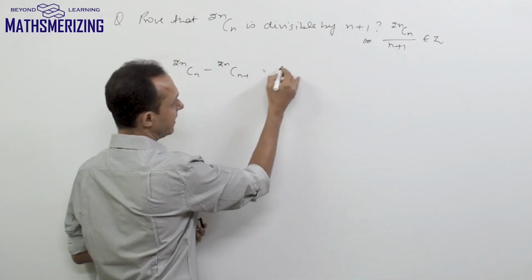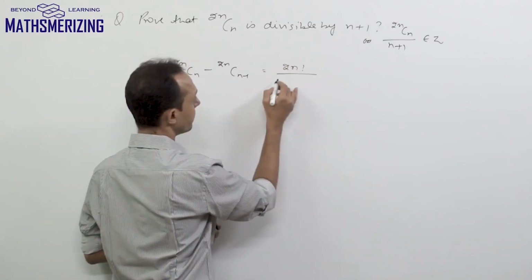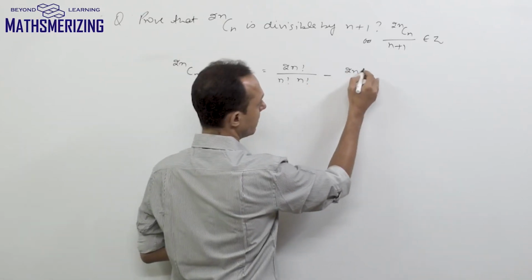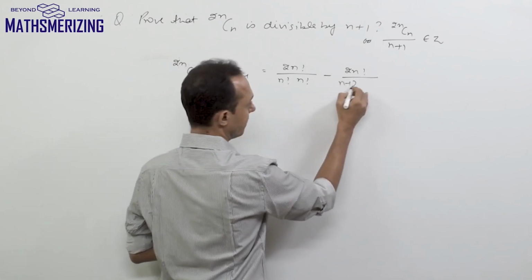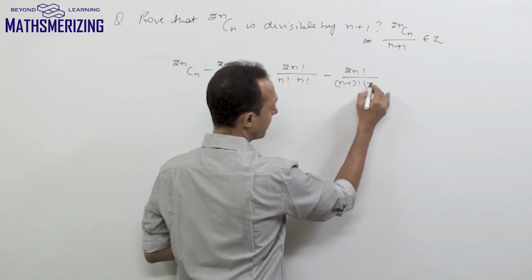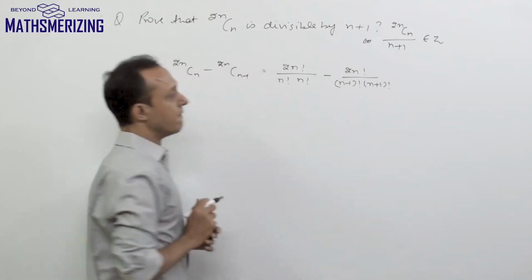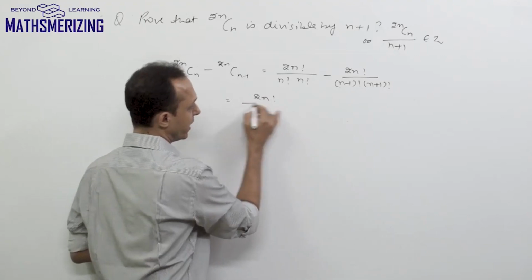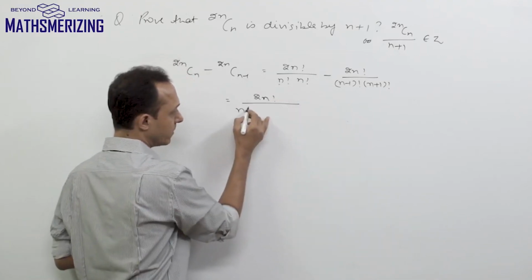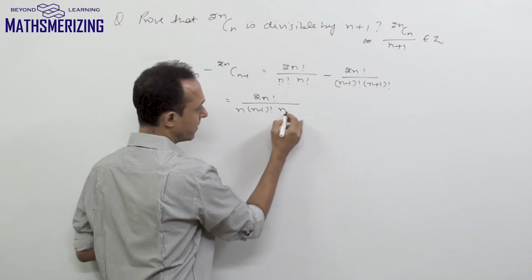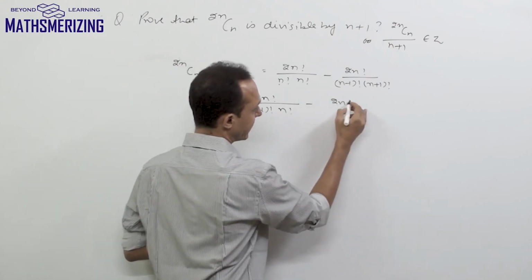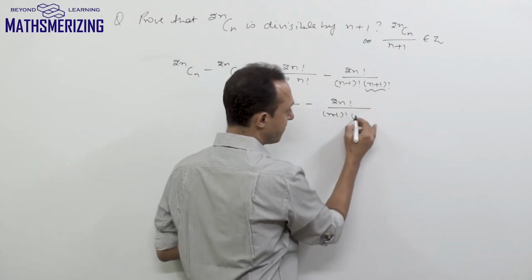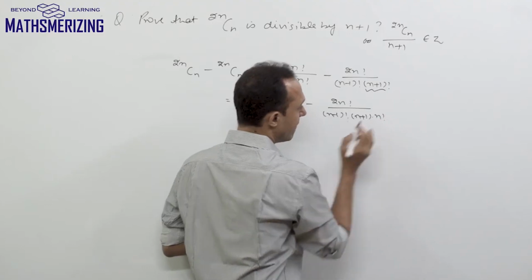Now if I'll expand, I'll write factorial 2n, factorial n minus 1, and then factorial n plus 1. So I'll write it as factorial 2n. I'll write this n as n into factorial n minus 1 into factorial n, and this again is factorial 2n, factorial n minus 1, and for this n plus 1, I can write n plus 1 into factorial n.